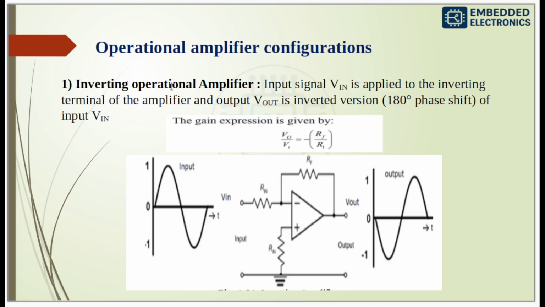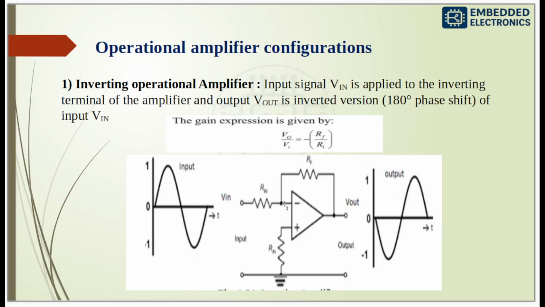So, the inverting operational amplifier. Input signal V is applied to the inverting terminal of the amplifier and the output V out is an inverted version. So here there is a 180 degree phase shift of the input V in. You can see we have given the input like this and we got the output like this. A 180 degree phase shift happened here.